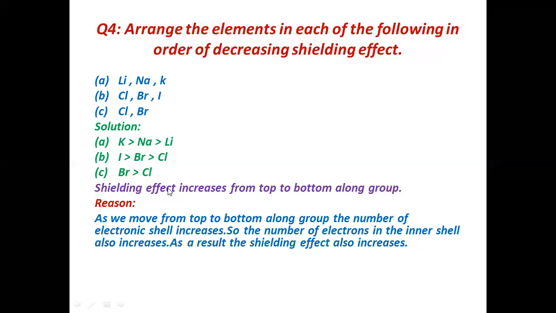Shielding effect increases from top to bottom along a group. Why? What is the reason? As we move from top to bottom along a group, the number of electronic shells increases, meaning addition of new shells takes place. So the number of electrons in the inner shells also increases. As a result, the shielding effect also increases.